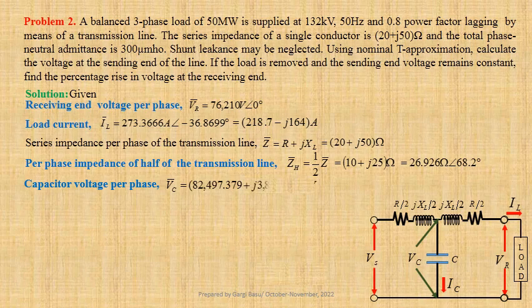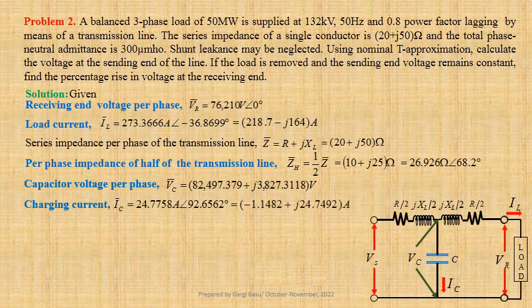82,497.379 plus j times 3,827.3118 volt and capacitor charging current Ic equals to 24.7758 ampere at an angle 92.6562 degree. This may be written in Cartesian form as minus 1.1482 plus j times 24.7492 ampere. Now we shall calculate sending end current.